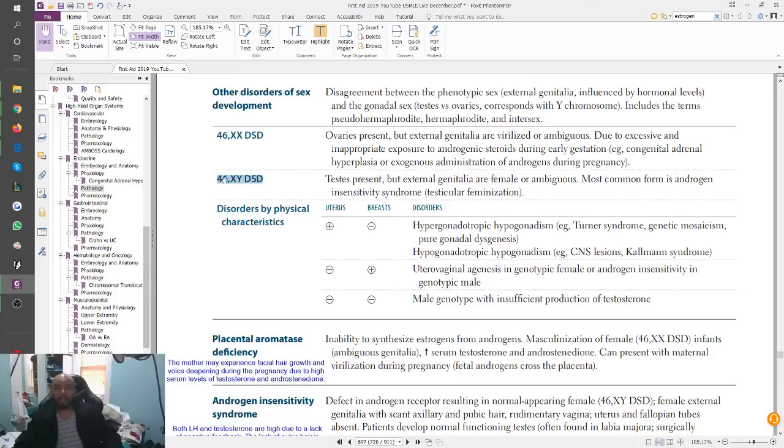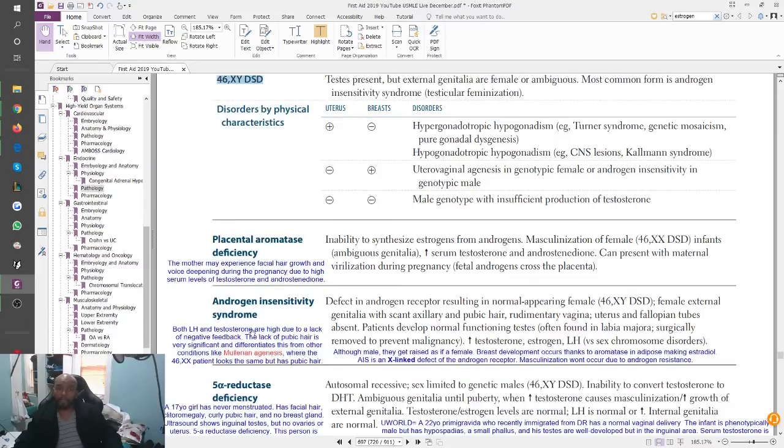The next one, 46XY disorders of sexual development. This is going to be a male. They have a Y, so they will have testes present, but the external genitalia are female or ambiguous. Why would this occur? Well, one, you don't have enough 5-alpha reductase, so you're not making DHT. It can also occur because you don't have enough testosterone to begin with. The most common form is androgen insensitivity syndrome, testicular feminization. So you're making androgens, but you're not responding to them. And we're going to see more about that down here.